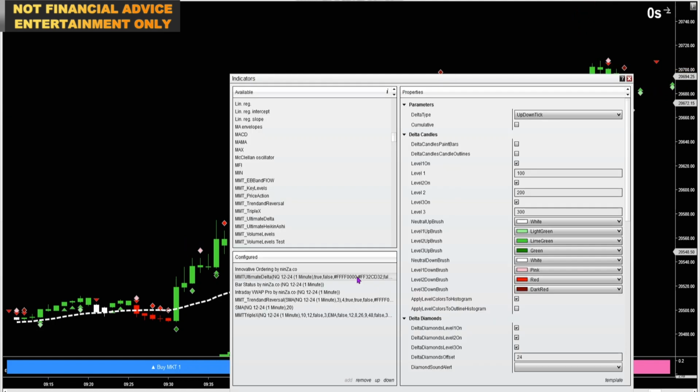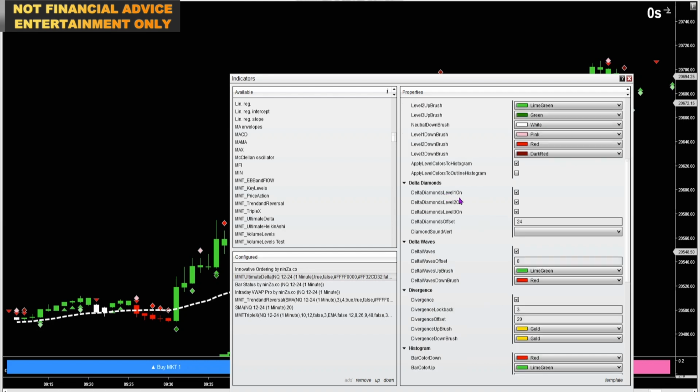So let me just show you my settings here. On the Ultimate Delta, I've got it in up-down tick mode. That's because I do not want to have tick replay enabled. And for me, this mode works good enough. I used to be pretty picky and only prefer the bid-ask mode, but kind of grown to love the up-down tick mode. I've got level 1, level 2, and level 3 on with levels of 100, 200, and 300. And this is very specific to the NQ 1-minute chart. These levels would be completely different depending on what instrument and what time frame you are trading.